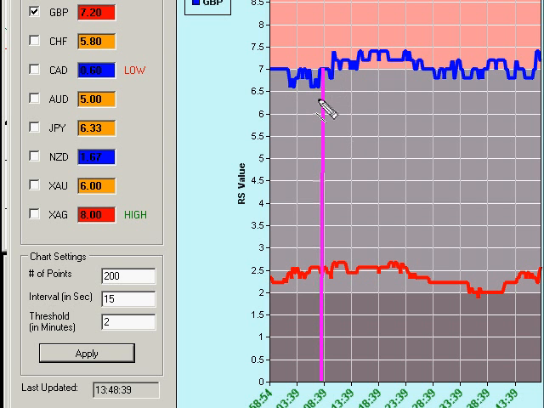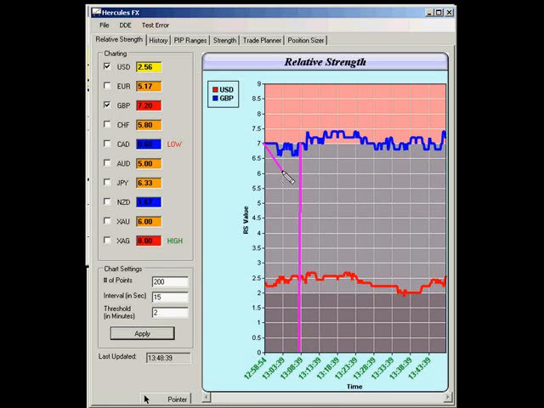Remember, a major drop is 1 point. Has it dropped 1 point in strength on the pound? No. Has the dollar gone up 1 point in strength? No. That's given me confidence to stay in my trade. There's the history tab.